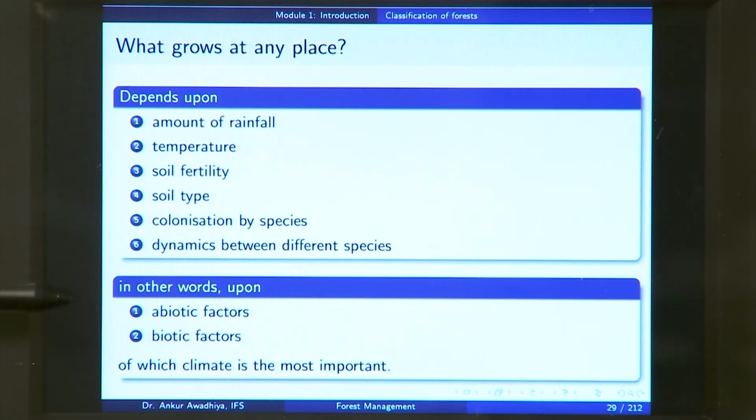Now, of all of these factors, climate is considered to be the most important factor, because it regulates the amount of rainfall, the amount of sunshine, and the temperature in that area. So, this is the predominant component that will determine what will grow in an area.